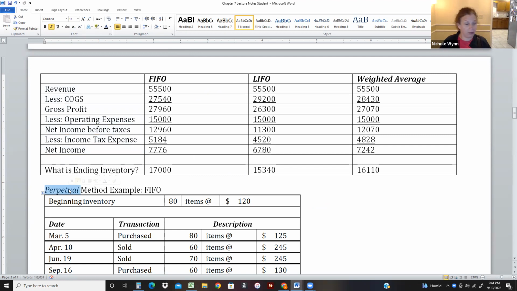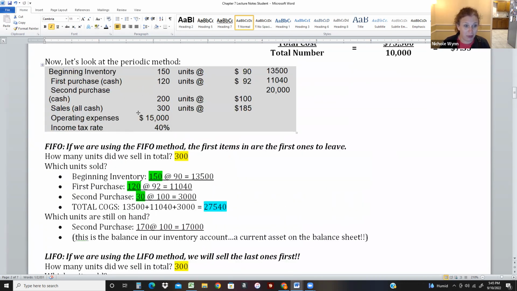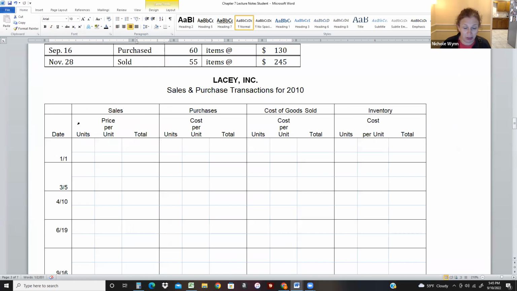Remember from chapter 6, the difference between periodic and perpetual is that periodic is at the end of the year, you say, I have this many units left, and you calculate how many were sold. Perpetual means every single time you make a sale, we're going to stop and say, which units did we sell? So every sale, you're going to compute COGS instead of waiting until the very end. With the periodic method, at the very end, we figured out that we sold 300 units, and then we were like, which units? Now, every single time we make a sale, we're going to stop and figure out which units we sold.